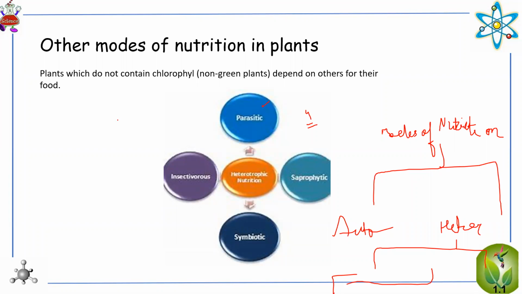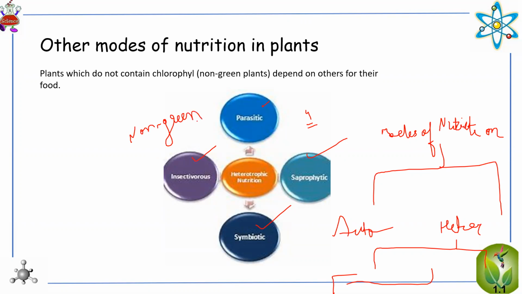If you have not seen episode 1, then it's difficult for you to understand this, so also go through episode 1. The link is in the description. So parasitic is one of the heterotrophic nutrition modes, then insectivorous, symbiotic and saprophytic modes of nutrition. These are of heterotrophic nutrition, and these plants are also known as non-green plants.